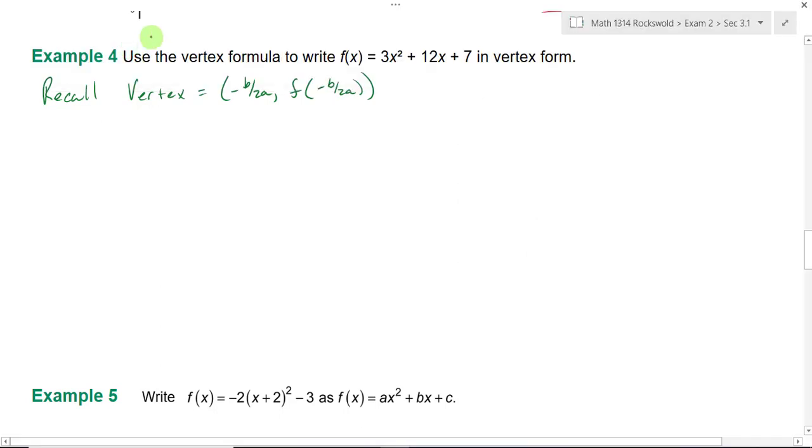Well, it would help if I could identify what a, b, and c are here. Really all I need is a and b, but it doesn't hurt to identify. What is a? What is b? And what is c? When we find our x-intercepts using the quadratic formula, we're going to need to know all three of those, so it doesn't hurt to look at those now.